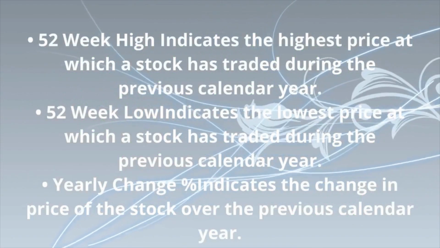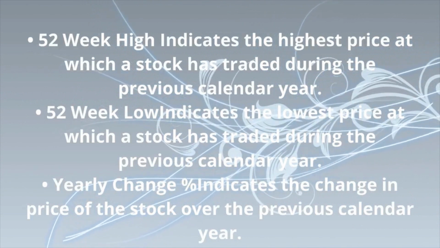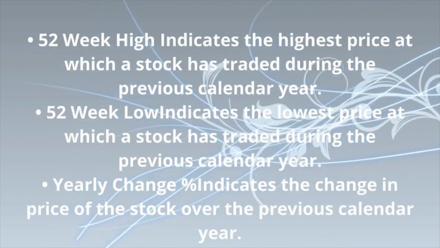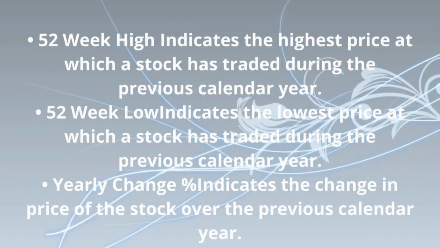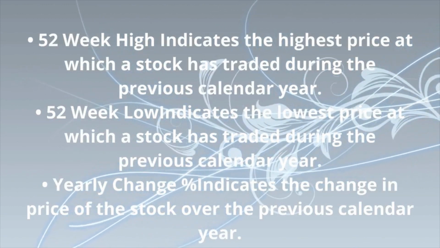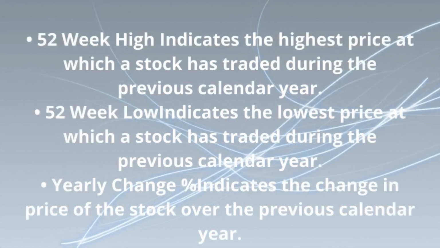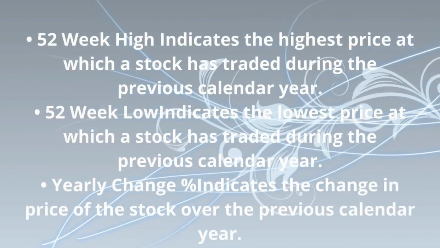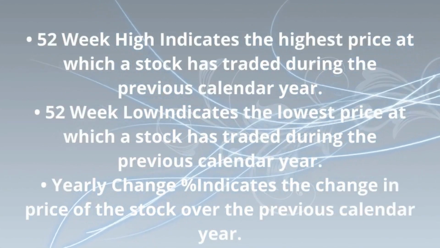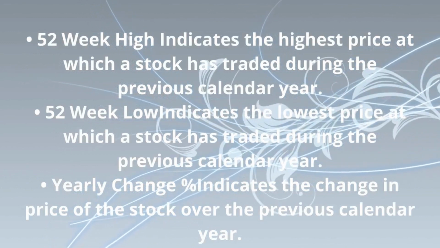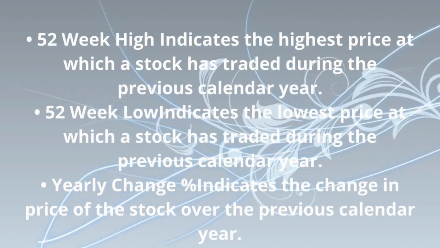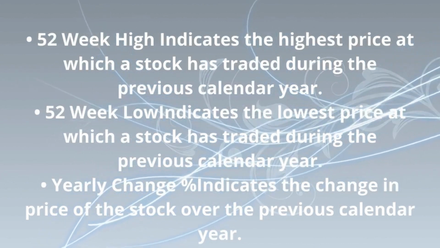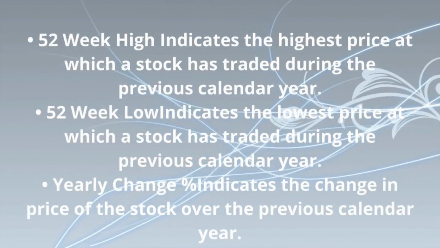52-week high. 52-week high indicates the highest price at which a stock has traded during the previous calendar year. 52-week low. 52-week low indicates the lowest price at which a stock has traded during the previous calendar year. Yearly change percentage indicates the change in price of the stock over the previous calendar year.